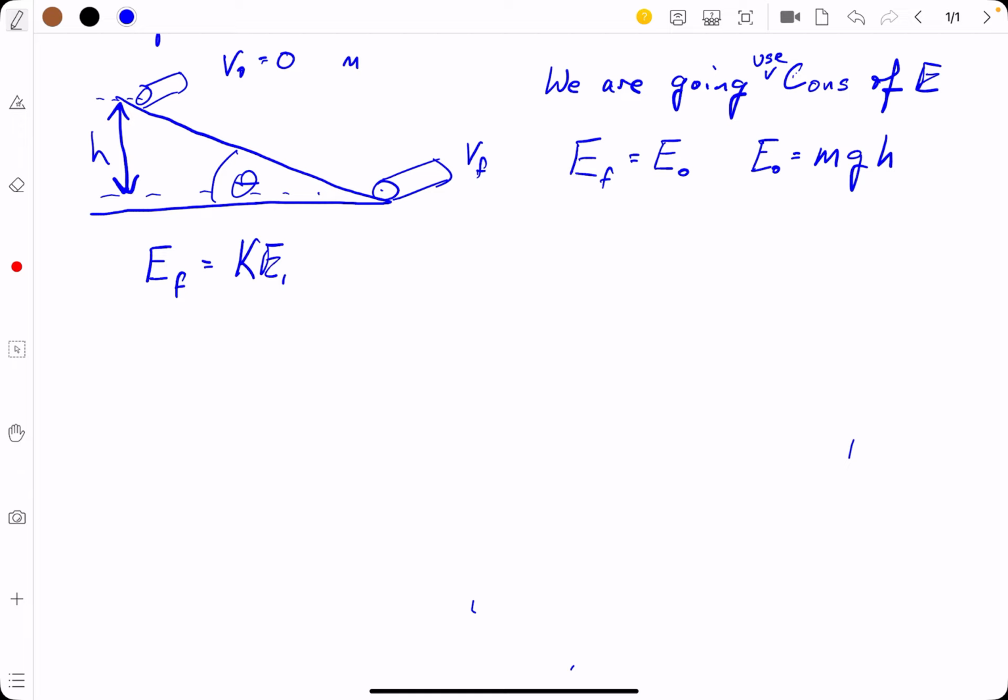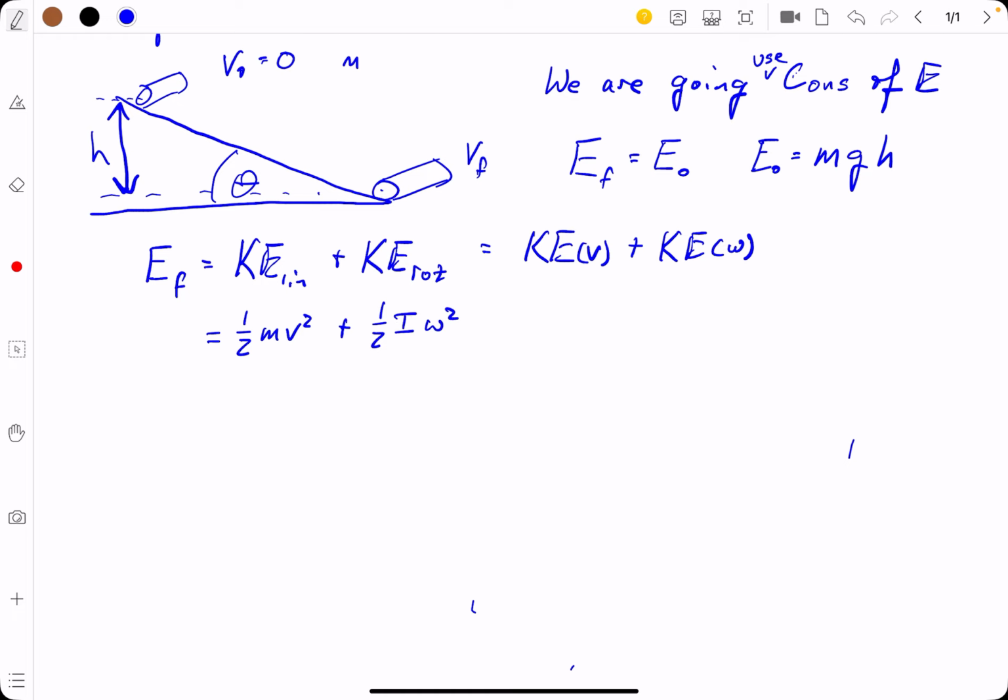For our E final, we're going to have kinetic energy, both linear kinetic energy and rotational kinetic energy. I'm going to write those as KE as a function of velocity, plus KE as a function of omega. We know the first is 1/2 mv squared, and the second is 1/2 I omega squared. So that's our E final. Now we just need to know what the I for a cylinder is.